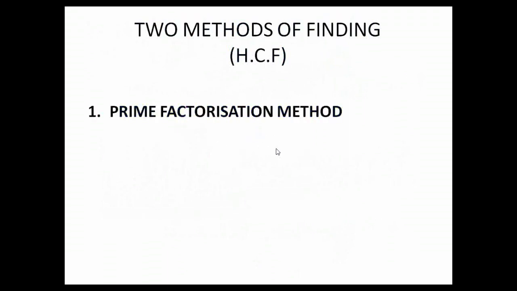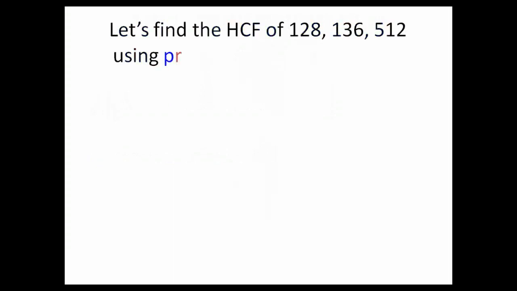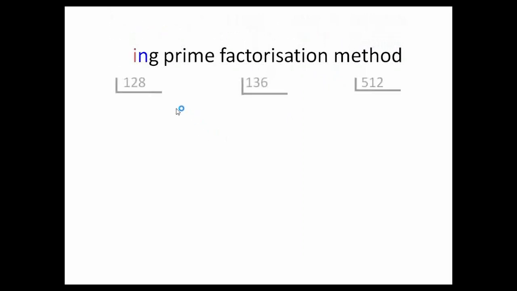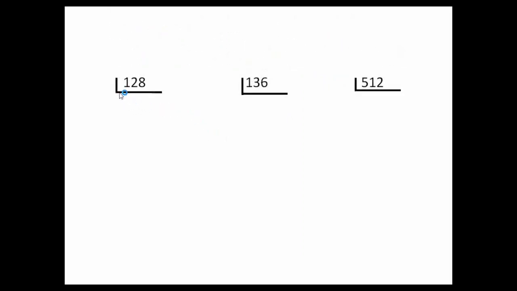Now there are two methods of finding the HCF, the highest common factor. First, the prime factorization method. Second, the division method. Let's find out the HCF of 128, 136 and 512 using the prime factorization method. So let's use the alternative method that we have learned, by dividing the numbers down below.